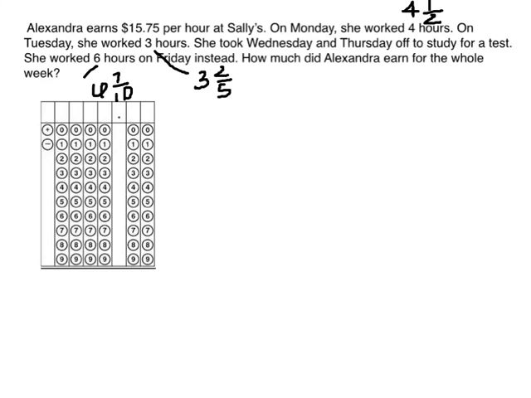Alright, Alexandra earns $15.75 per hour at Sally's. On Monday, she worked 4.5 hours. On Tuesday, she worked 3 2/5 hours. She took Wednesday and Thursday off to study for a test, and then she worked 6 hours on Friday instead. So how much did she earn the whole week?